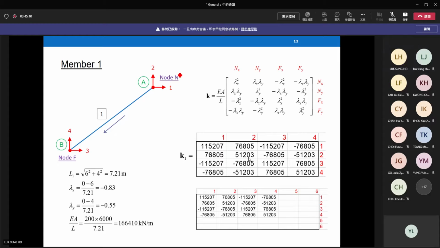When you calculate the element stiffness matrix, you need to define where is node N, where is node F. Since you reverse the member orientation right here, the arrow is now pointing to the bottom node. So the bottom node becomes node F. The upper node becomes node N. N, F, reversed, compared with the previous version. What happens if you reverse N, F? When you calculate direction cosine, lambda x, lambda y, we use the F coordinate minus the N coordinate.